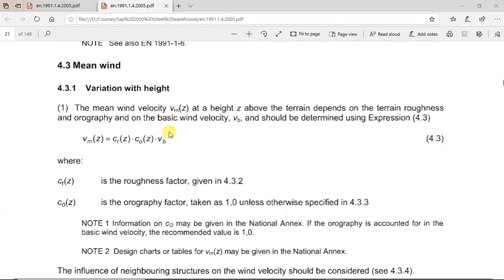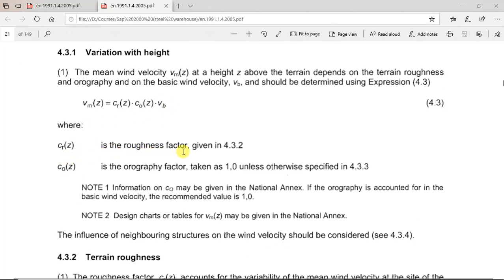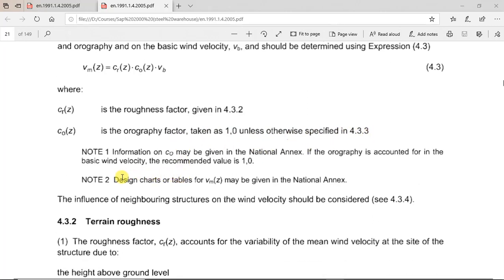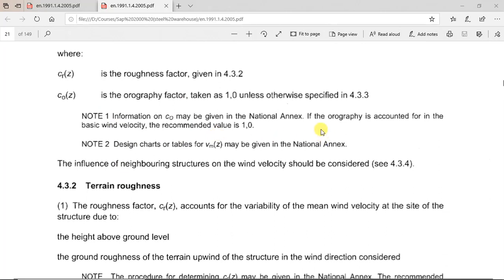Variation with height. vm(z) equals cr(z) times c0(z) times vb, where cr(z) is the roughness factor given in 4.3.2. c0(z) is the orography factor taken as 1 unless otherwise specified in 4.3.3. And note 1, if the orography is accounted for in the basic wind velocity, the recommended value is 1 for c0.